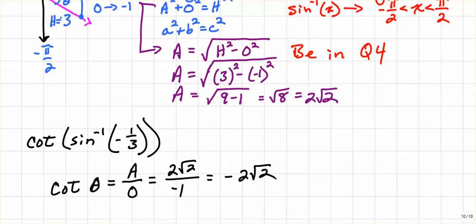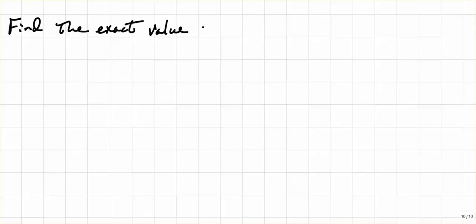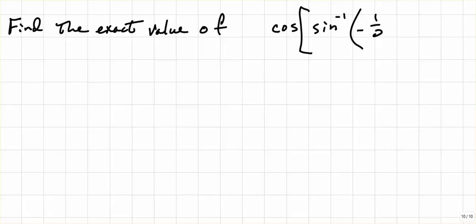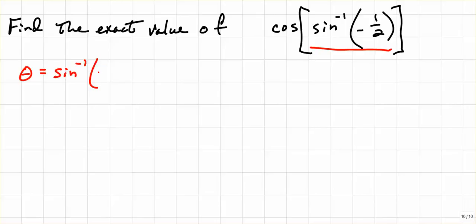Alright, let's find one more. Find the exact value of the cosine of the inverse sine of negative 1/2. So we're going to do the same thing. We're going to try to figure out what we're looking at. So I know that this right here is going to be theta. Theta is equal to the inverse sine of -1/2, which means that the sine of theta is equal to -1/2.